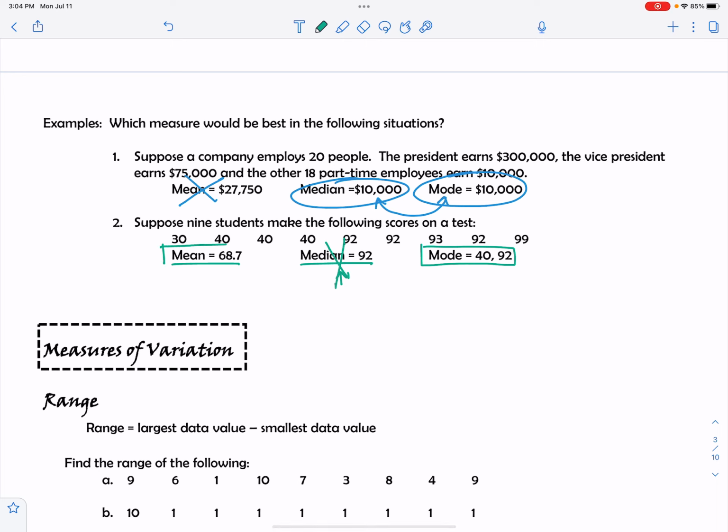And so the best picture of this is either going to be the mean, the average, 68.7, to show that I've got really low numbers, 30, and really high numbers, 99. Or the mode is probably the best one because it shows both ends. It shows the 40 and the high end of the 92.